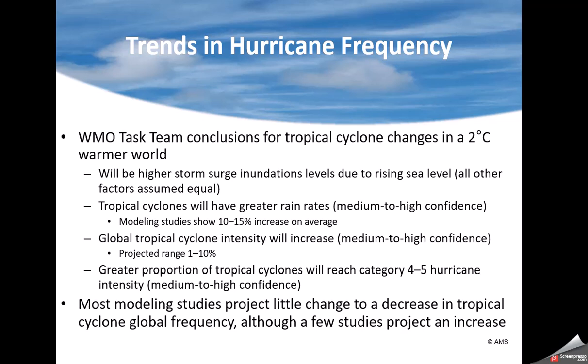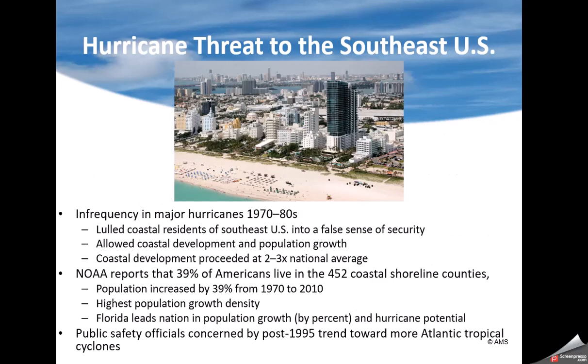And here are just some trends that they expect to happen if global warming continues. Again, these are forecasts, just like any weather forecast, but they give you some ideas of what may occur. There's always a threat to the southeastern United States. People love to move to the coast. They want warm climates. They like to look at the ocean.